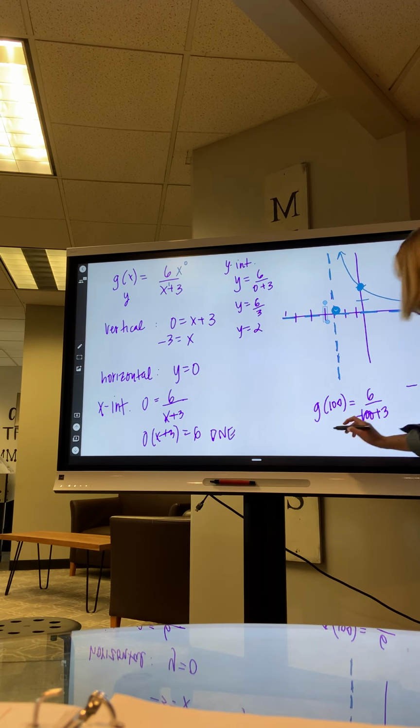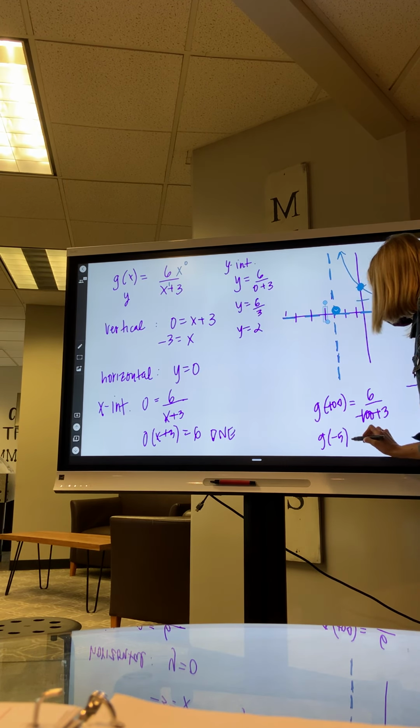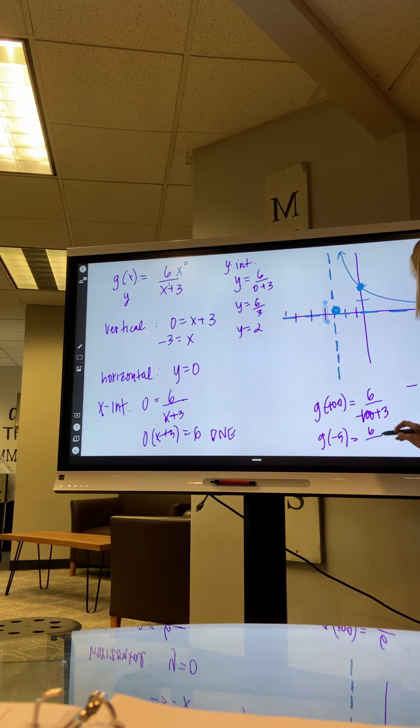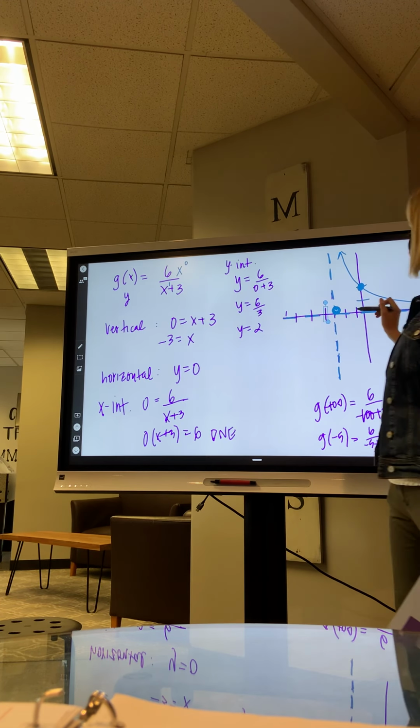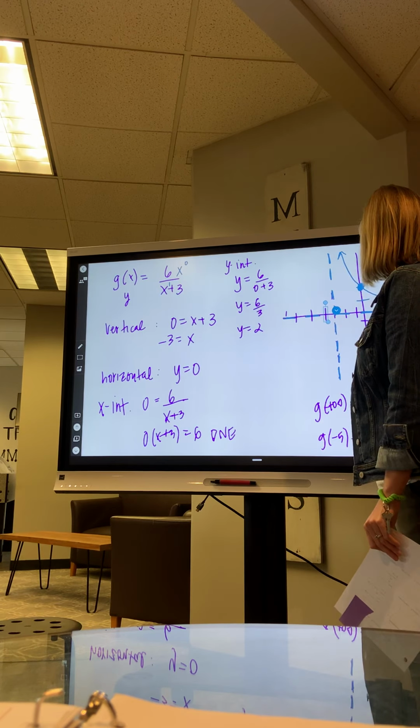We needed something closer. What about g of -5? That is 6 over -5 plus 3. Oh, so it's 8. Oh wait, no, it's 2. 6 divided by 2 is 3. Perfect. So we've got -3, -4, -5.